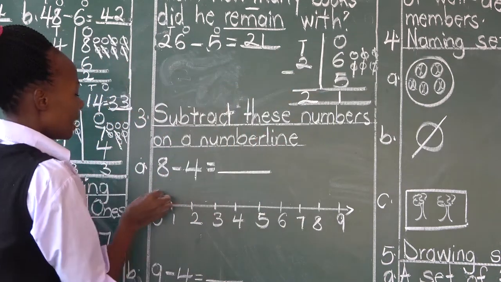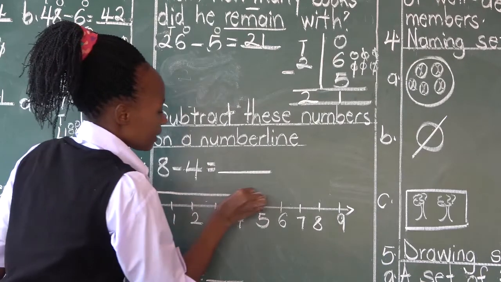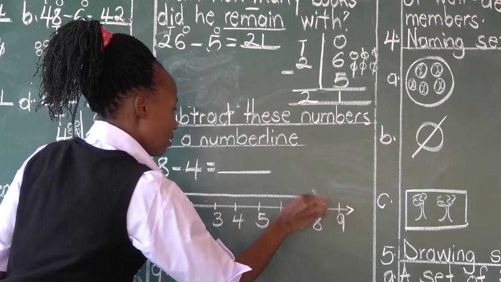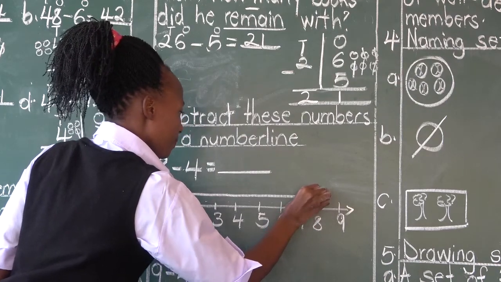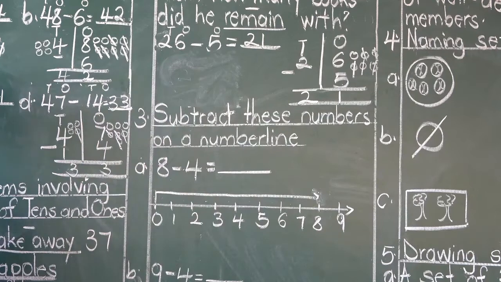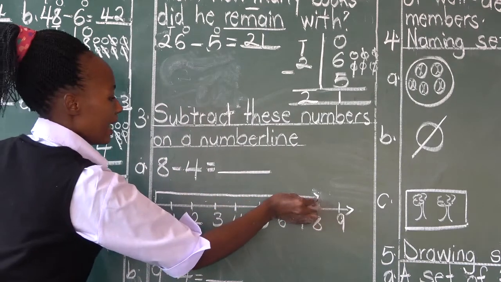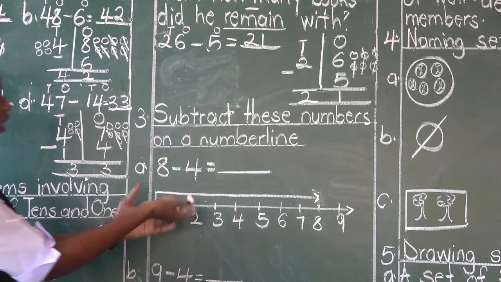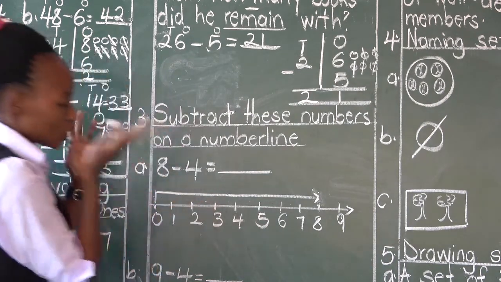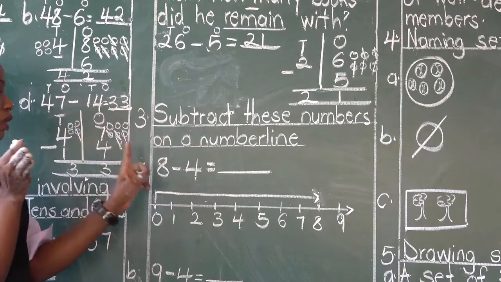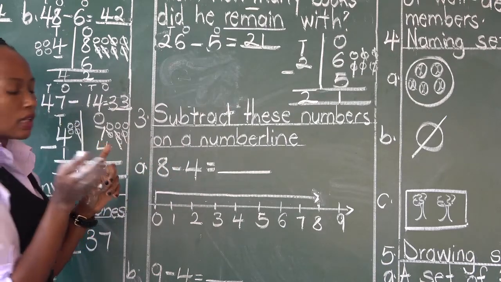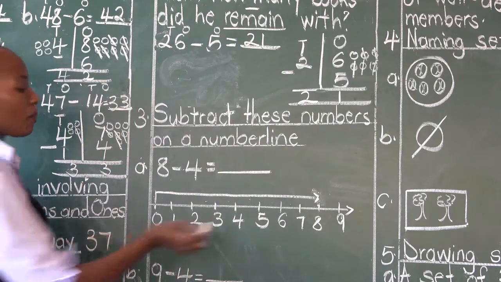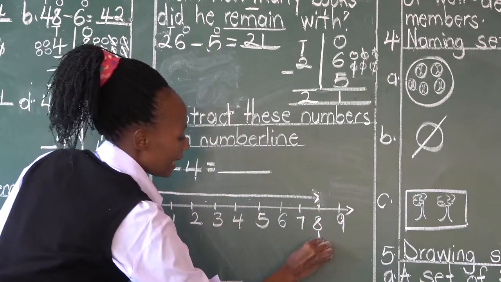Now we are going to draw an arrow or a line. We shall stop there on the 8th step. Once you've counted 8 steps, they've ended here where there is number 8, and that's where we are going to stop. Now, from these 8 steps which you've moved, you are going to take away 4 steps. You are going to take away 4 from these.